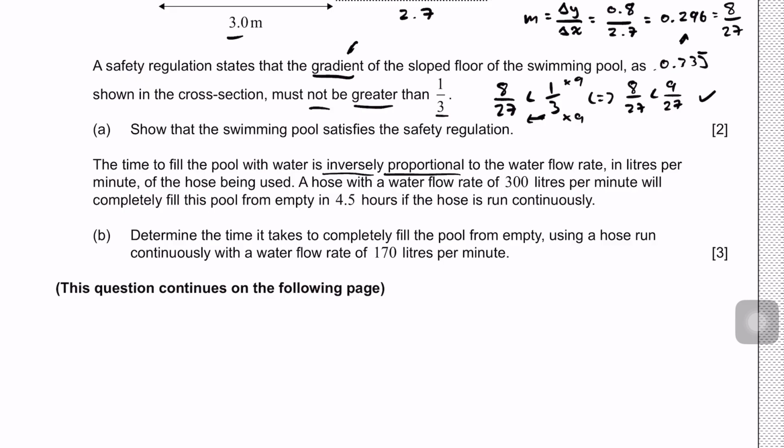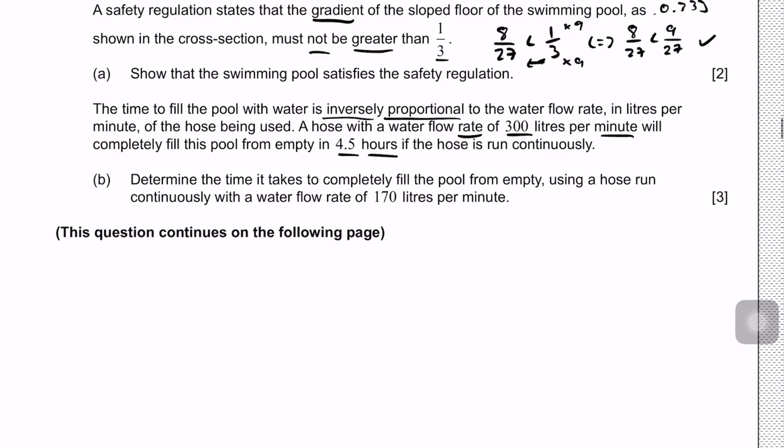So we have this hose, and it's filling this pool at a rate of 300 liters every minute, and it takes 4.5 hours to fill up this pool. So let's just work this out. This is in minutes, this is in hours. So 4.5 hours times 60, that would be 270 minutes.